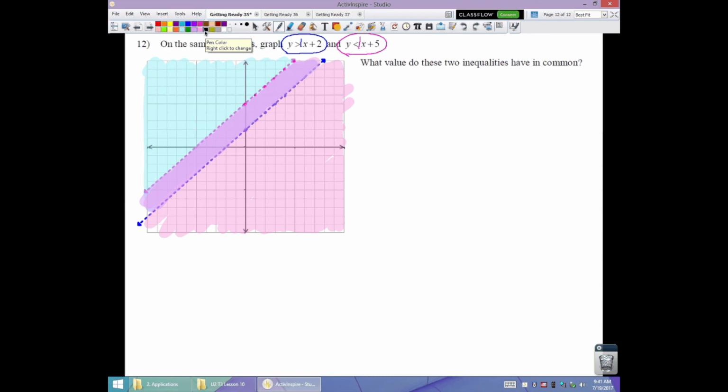Now, I had to read that question a couple times to really understand what they were asking me for, but it's referring back to the actual inequalities. What was the same about both of them when they were in slope-intercept form? They had the same slope, which was 1. Now, how is that significant? That's the reason the two lines ended up parallel, and we were just shading between those two parallel lines.